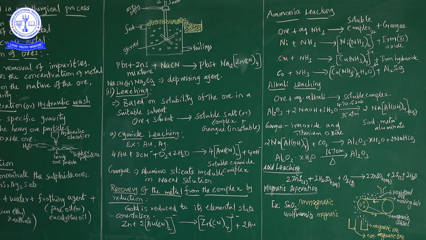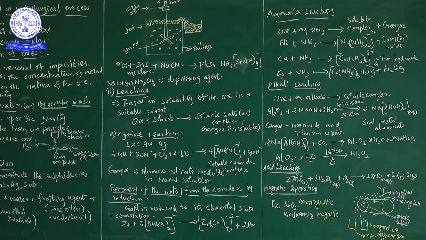The second one is copper. If copper is involved in ammonia leaching, it reacts with ammonia and forms the tetraamine copper 2 ion. In this leaching, the gangue particle is iron hydroxide, the insoluble gangue in copper ore. The next one is cobalt. Cobalt reacts with aqueous ammonia and we get the pentaamine aqua cobalt 3 ion. We get aluminosilicate as the gangue in the ammonia leaching of cobalt.